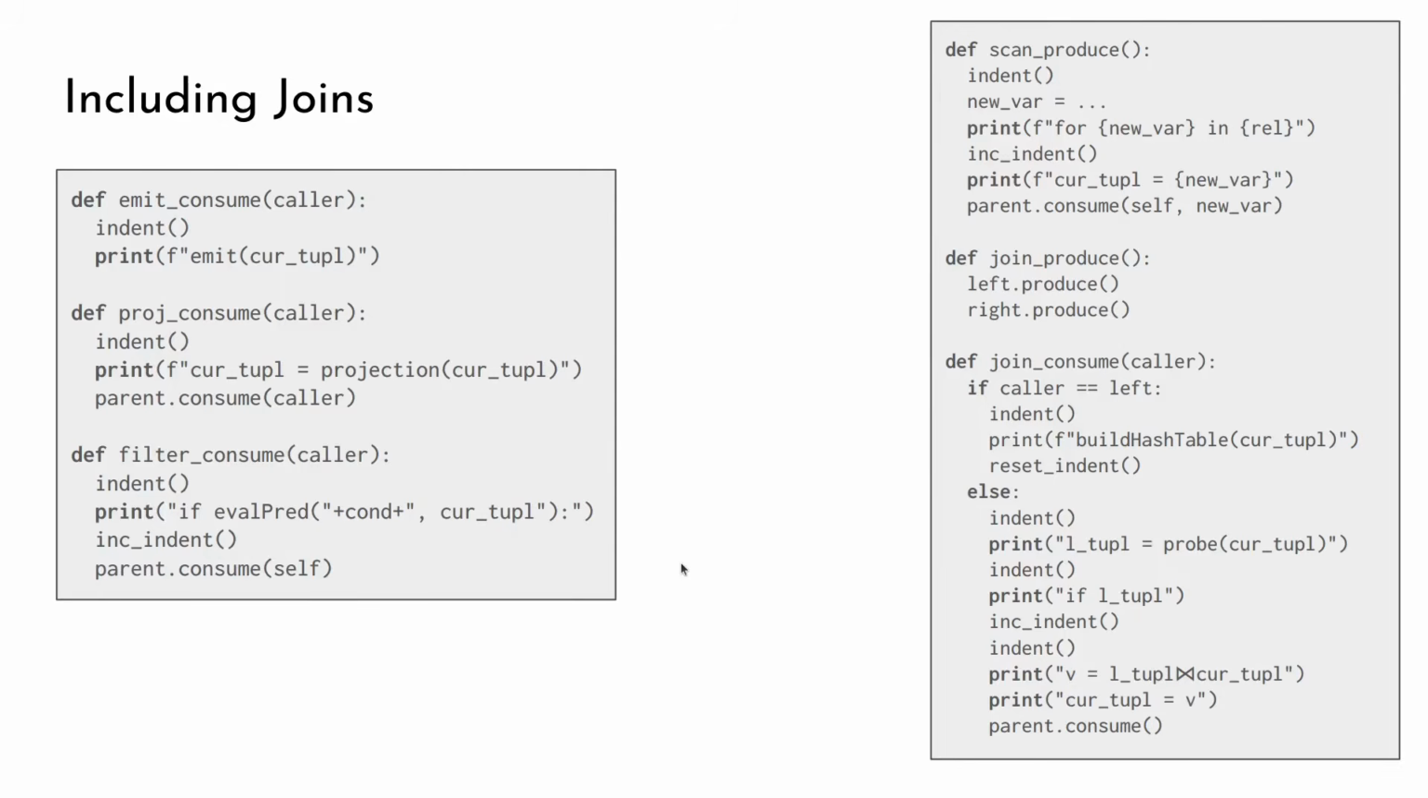The code I have here is basically kind of the same. I've just removed a lot of unnecessary code because, again, I'm really trying to fit everything into the screen. So I've removed all the indentation functions, and I've also removed all the produces that just call their child's produce. So we're left with most consumes, the scan produce, and now we have the join produce and the join consume. The join produce is very simple. It first calls its left produce and then the right produce. The join consume is where things happen.